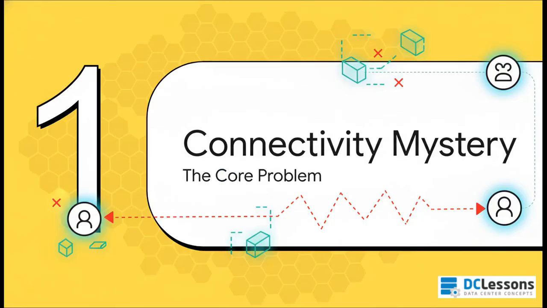So let's picture this. You've got your fabric up and running, your apps are deployed, and things are looking good. Until they're not. You get that ticket or that call from an application owner saying, hey, these two endpoints are supposed to be talking, but nothing. That's the core mystery we're here to solve today.